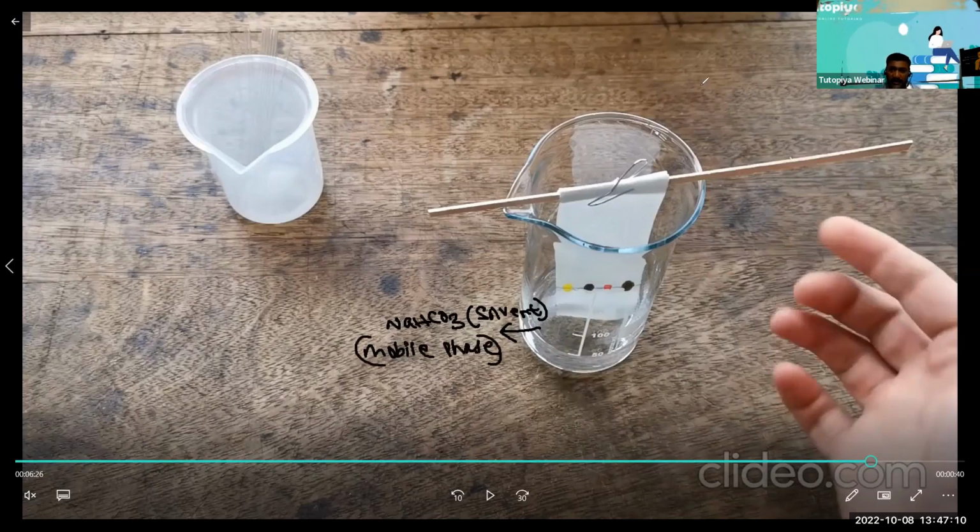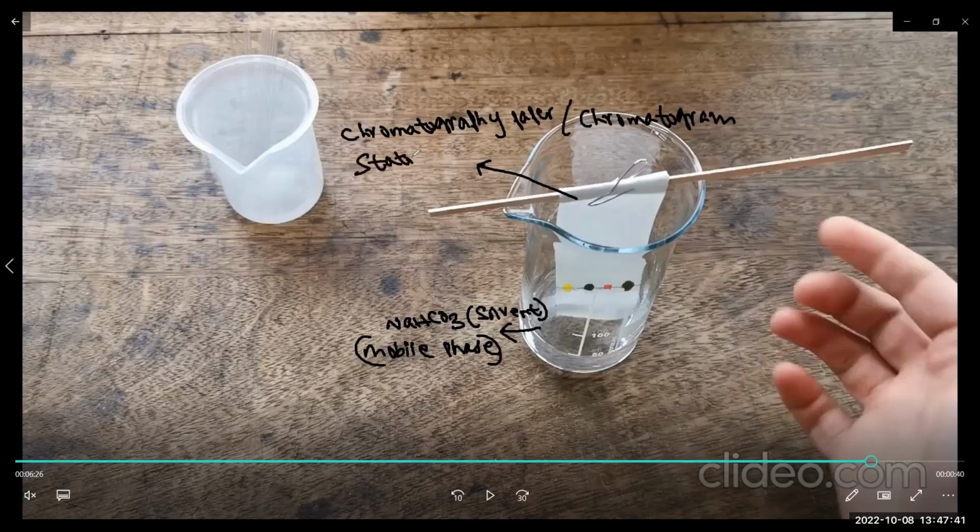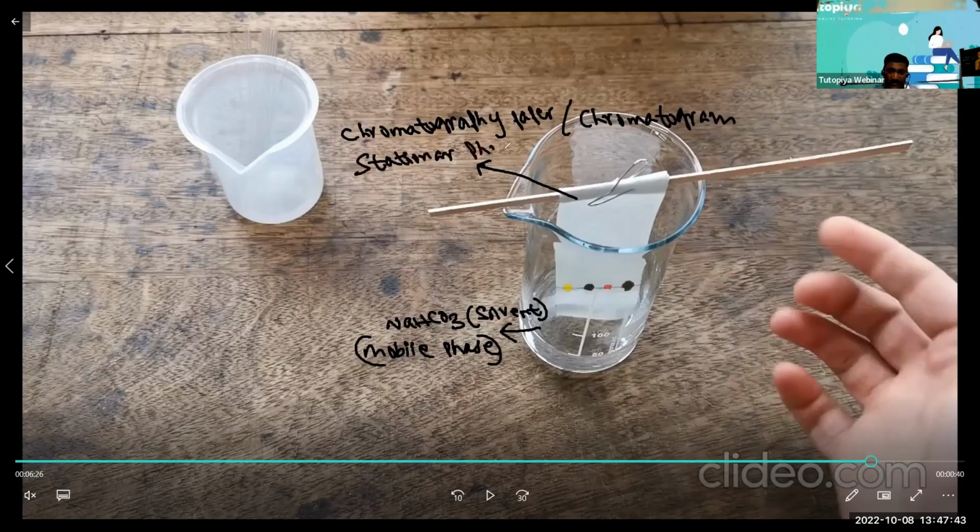And the paper is not moving. So what do we call the paper? I call it simply chromatography paper, or I can call it simply a chromatogram. What phase do I call it? It's not moving. So what phase is it? Stationary. Very good. Yes, stationary phase.